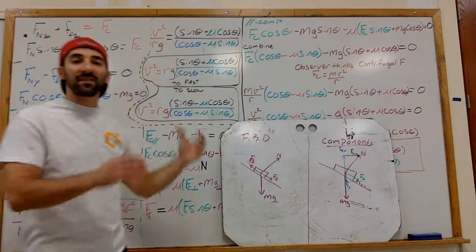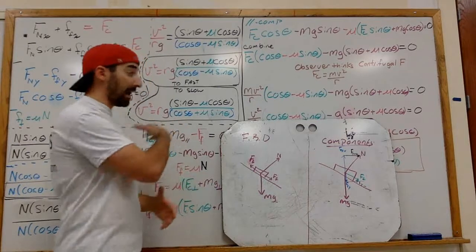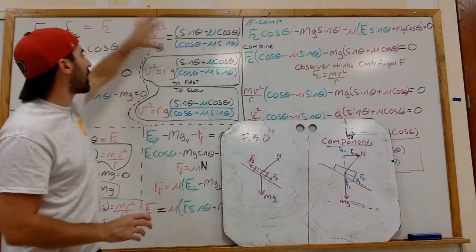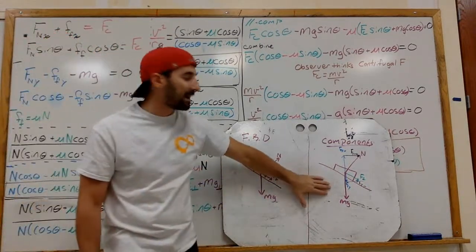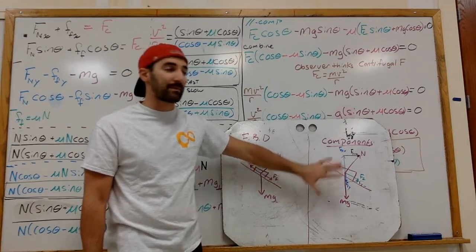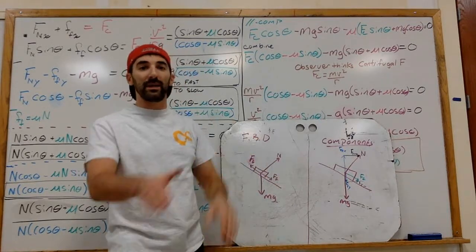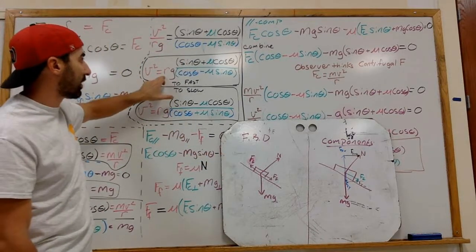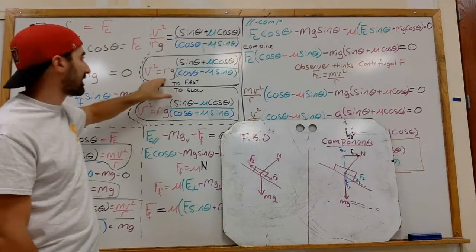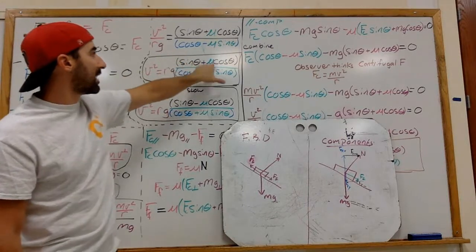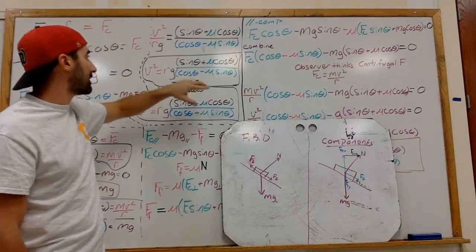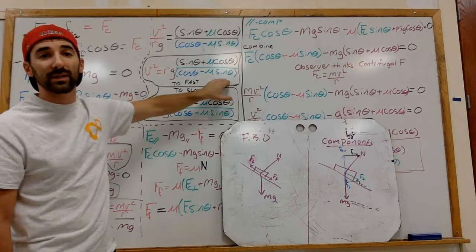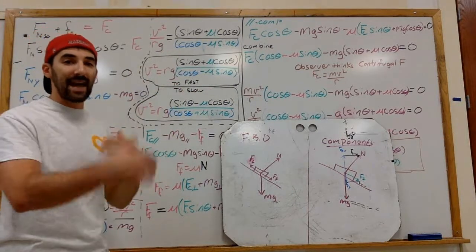So we started with the car going too fast. I know I went very quickly through this, but if the car was going too fast, based on my simple component diagrams, I know that the optimal speed, so it does not slide up and down the road, has to be r times g, the radius of the curve times the acceleration of gravity, times sine theta plus mu cosine theta, divided by cosine theta minus mu sine theta. You can go through this exact same process.